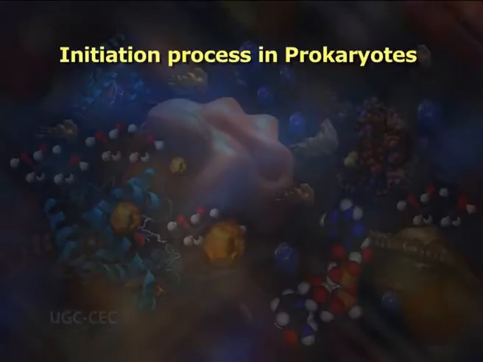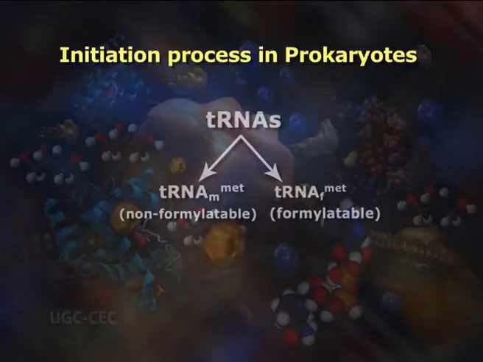Initiation process in prokaryotes takes place as follows. In Escherichia coli, abbreviated as E. coli, there are two tRNAs for methionine. They are tRNA M-met, that is non-formylatable, and tRNA F-met, that is formylatable. The latter one deposits methionine at first place, whereas the former deposits methionine at the intercalary positions only.